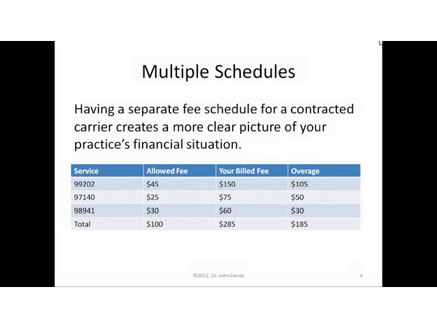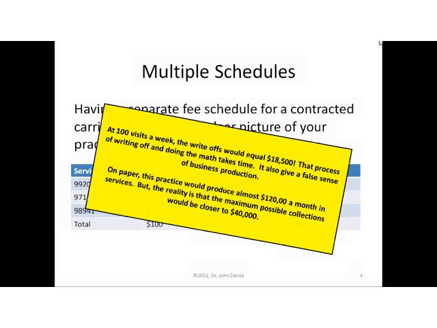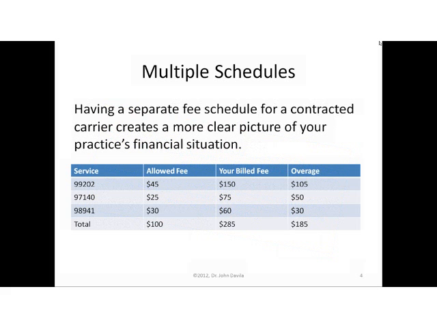Now, what we're looking at here is that having a separate fee schedule for a contracted carrier creates more of a clear picture for your practice's financial solution. Here's the example we're talking about. If your bill is $99,202 and your fee is $150, your overage is $105. You have all these different services here that are allowed versus your bill.